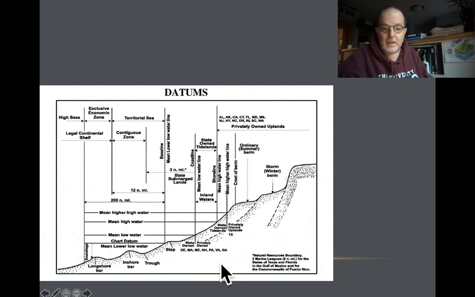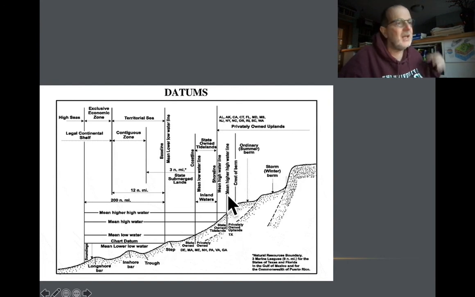And if you're out here, actually you own less in Texas, sorry. If you're in Delaware or Maine here, you own all the way out to mean low water. And the difference between Texas and these other states was that this is mean high water. This is like a particularly high tide that can happen in the course of a year.